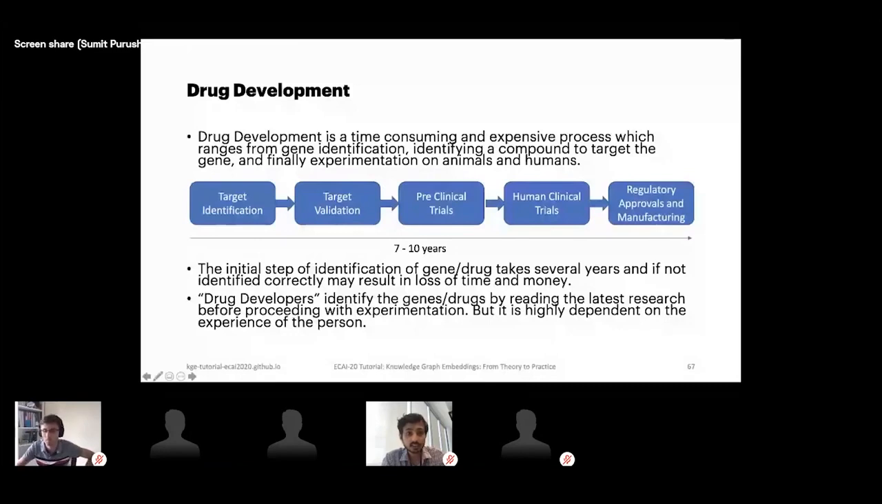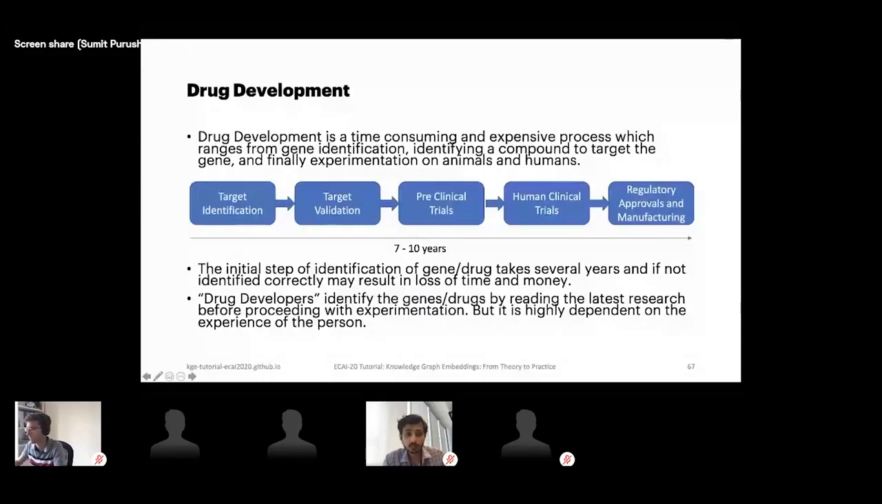And then once you have identified the gene, you do some kind of validation, whether it's a feasible gene, whether you can target the gene with some particular compound, and so on. And then you'd go to preclinical trials where you would test on animals, and then you'd go for clinical trials on human beings and so on. And finally, once everything is safe and the efficacy of the drug is found to be good, then you'd go for regulatory approvals, and then you'd finally manufacture the drug. If you look at this entire process, it takes about 7 to 10 years.